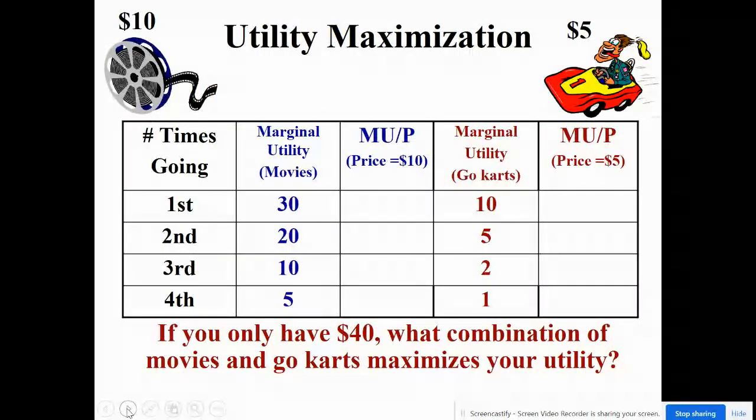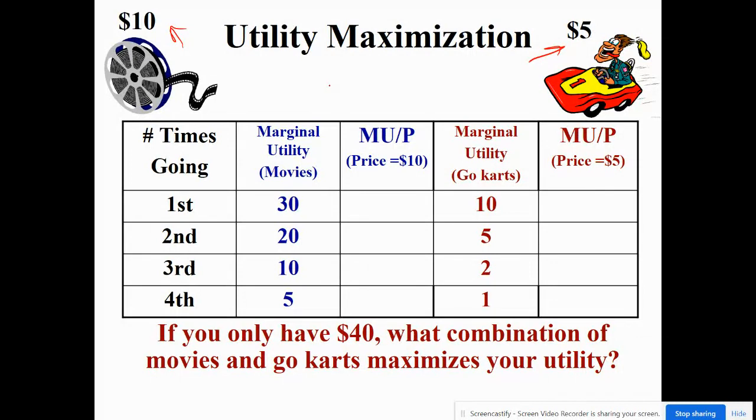So let's take a look at this example. Here we can see that the cost of going to the movies is $10, up here in the left-hand corner, and going on go-karts is $5. Now, we can create a budget constraint.